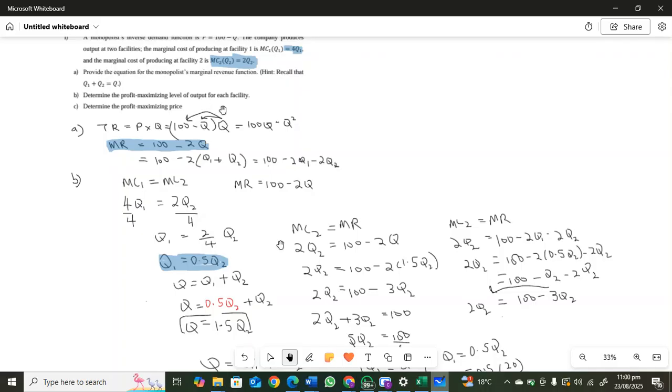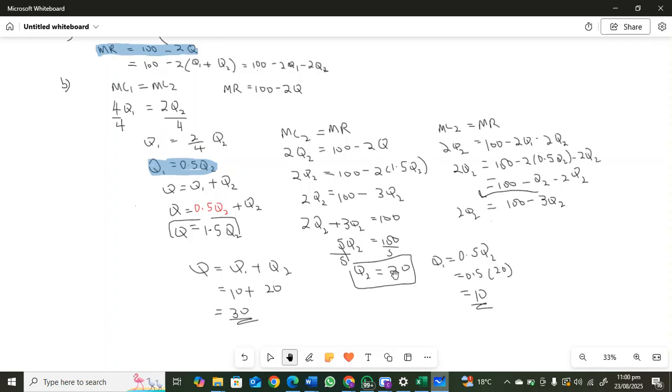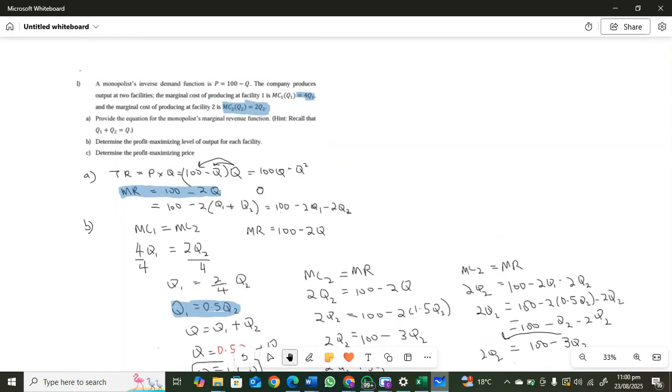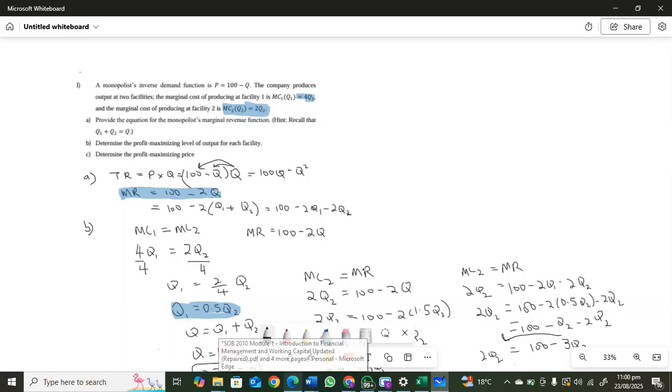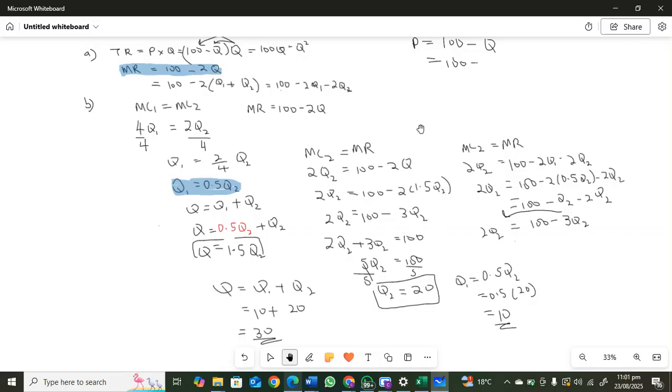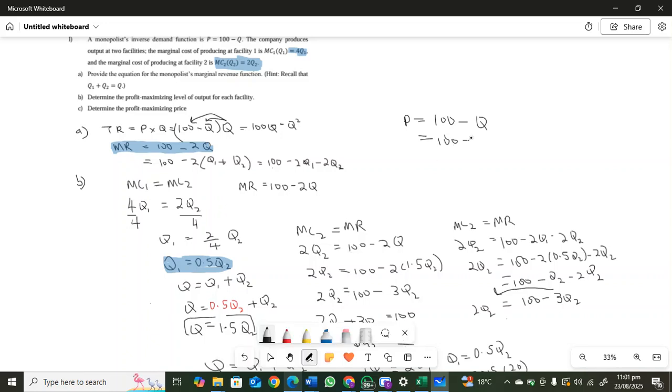So this is the profit maximizing level of output for each facility. For the second facility, 20 units. For the first facility, 10 units. Determine the profit maximizing price. Here, P equals 100 minus Q. So the profit maximizing price: just substitute the profit maximizing quantity, 100 minus Q, where Q is equal to 30 units. 100 minus 30, 70 kwacha. That's the profit maximizing price.